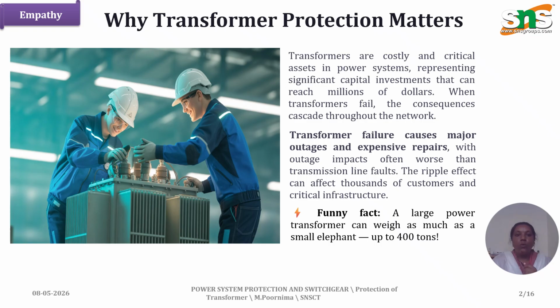Here comes first why transformer protection matters. Why does the transformer need to be protected? Because transformers are costly and critical assets in power systems, representing significant capital investment that can reach millions of dollars. When a transformer fails, the consequences cascade throughout the network. A transformer failure causes major outages and expensive repairs, with outage impacts worse than a transmission line fault. The ripple effect can affect thousands of customers and critical infrastructure.